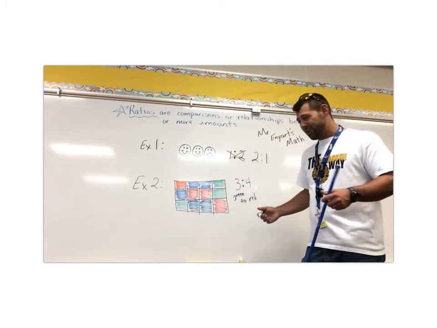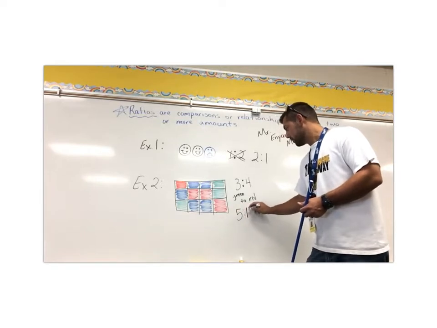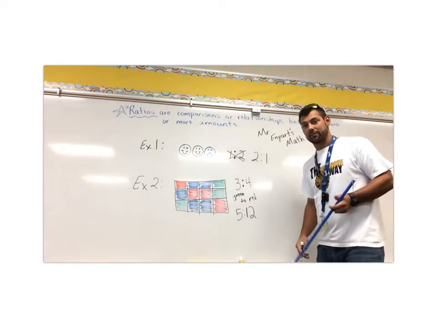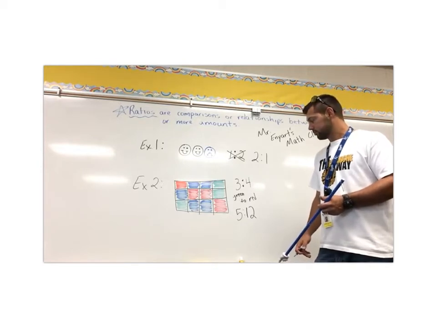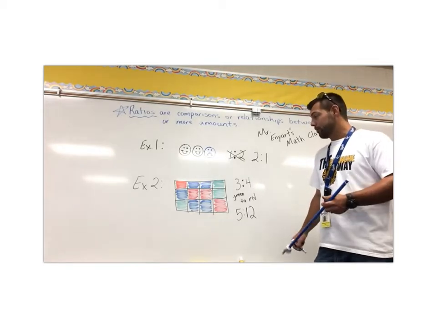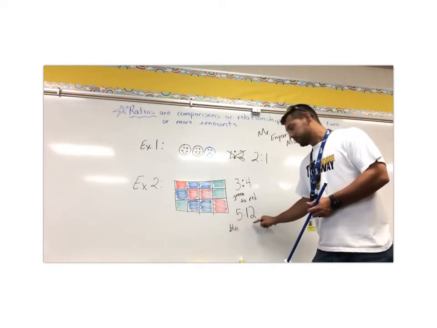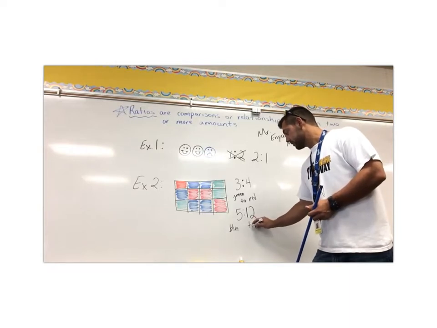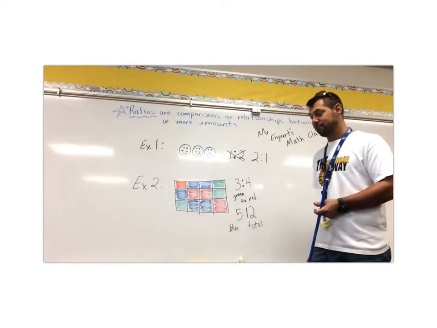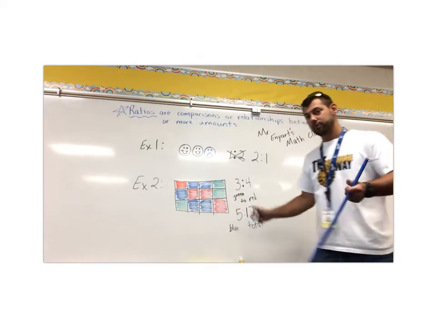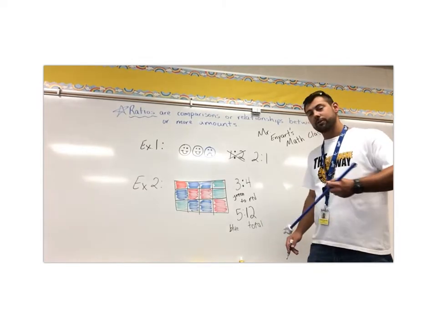We could try this all day. I could do this. What would that stand for? Pause the video, see if you can figure it out. That would represent the number of blue to the total number of pieces. Right? 12 is how many total I have, and 5 is the number of blue I have. And I could do this with all of my different relationships to show how the ratios would work.